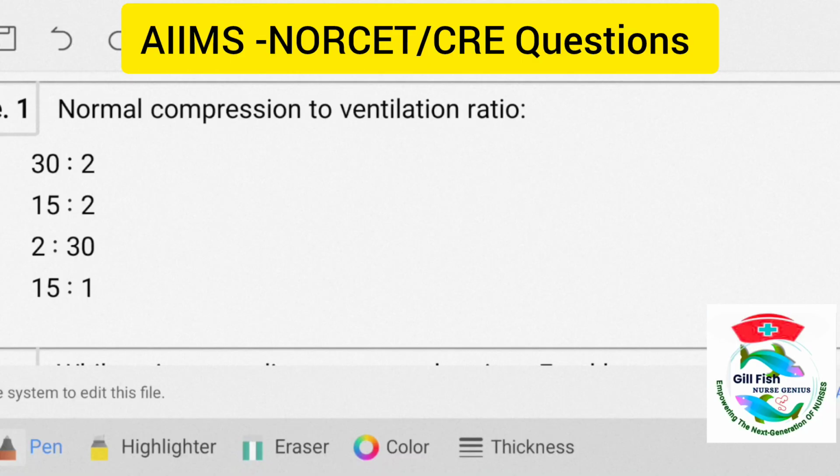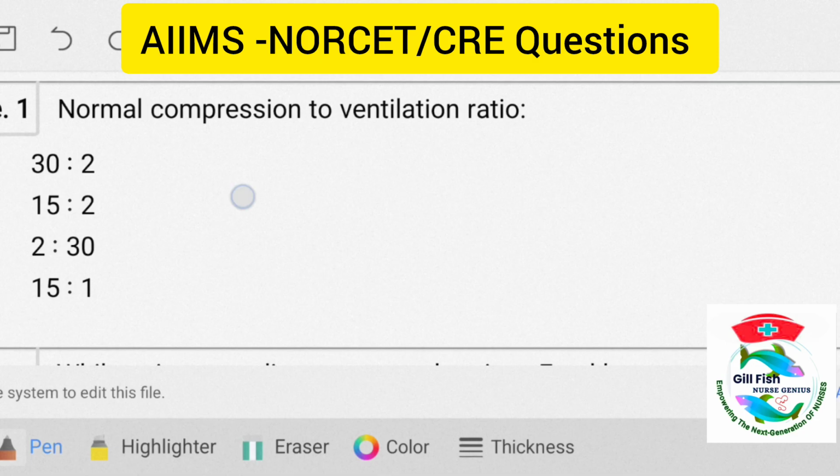First question, normal compression to ventilation ratio. First option 30 is to 2. Second option 15 is to 2. Third option 2 is to 30. Fourth option 15 is to 1. Actually, what is the question? Normal compression to ventilation ratio.